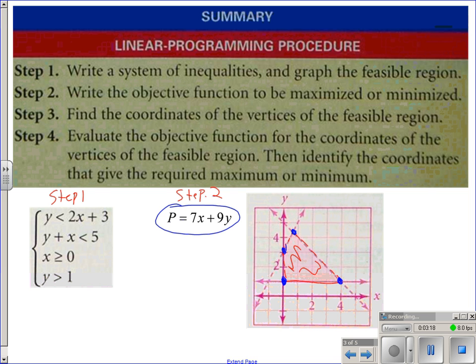So in this problem, there are 4 points that you're going to test. And so if this equation here is a profit, you want to plug in each of these points individually, and whichever one gives you the most profit, that would be your answer, that one point that maximized that profit. If you had an equation for cost, you'd want to plug in those 4 points and get the lowest value. That's the idea of these optimizations. Okay, and that would be step 4, evaluate that objective function. So that is the idea.